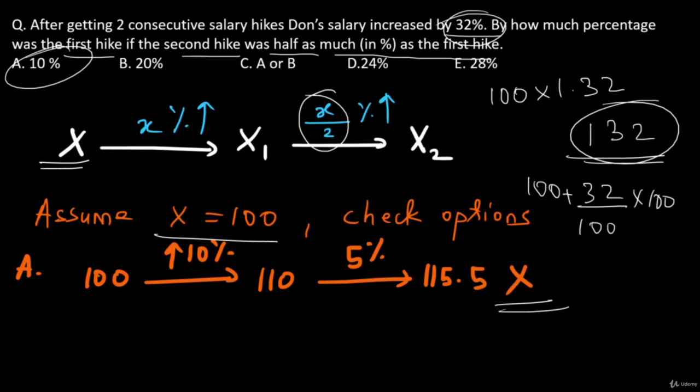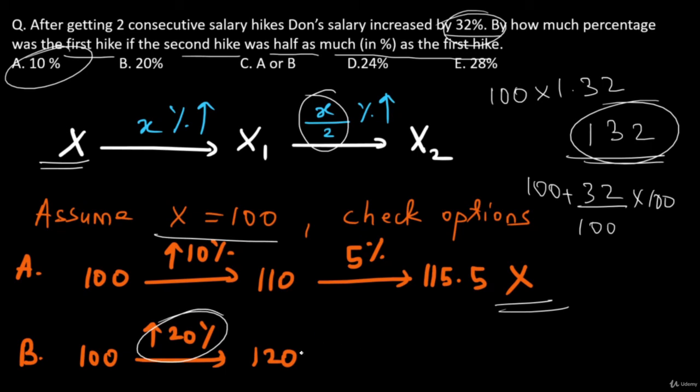What about option B? You start with 100, you increase it by 20%, right? 20% of 100 is 20, so you get to 120. Now from 120, you increase it by 10%, because over here you have 20, so half of 20 is 10. So you increase 120 by 10%, so that's 120 plus 12, which is 132, which is what we have to get, because his net increase is 32%, and hence the correct answer option is option B.